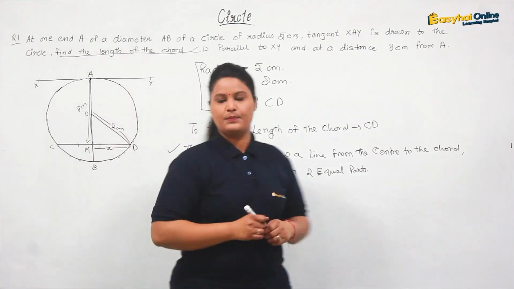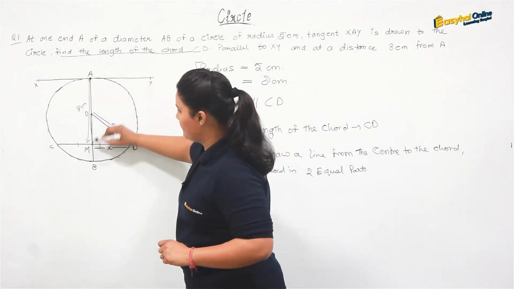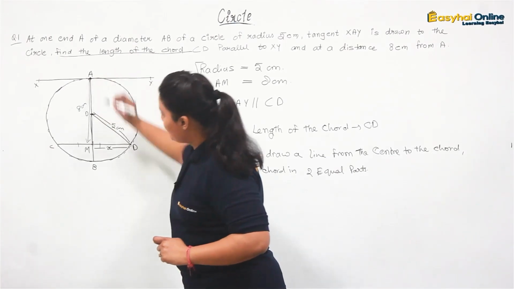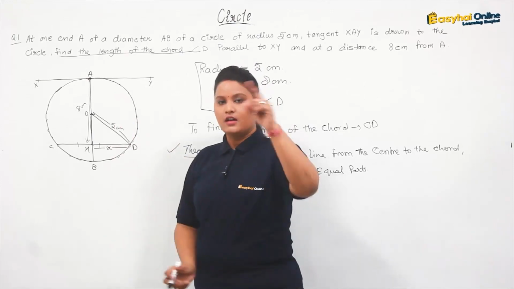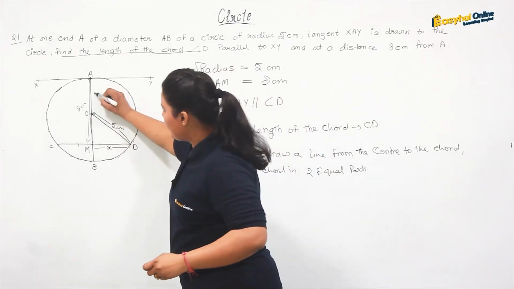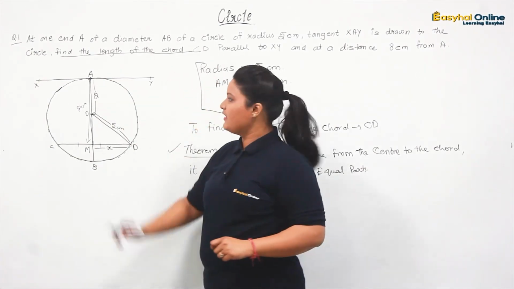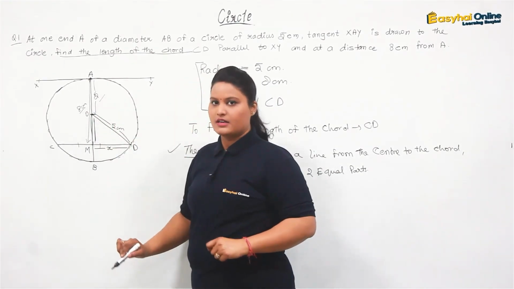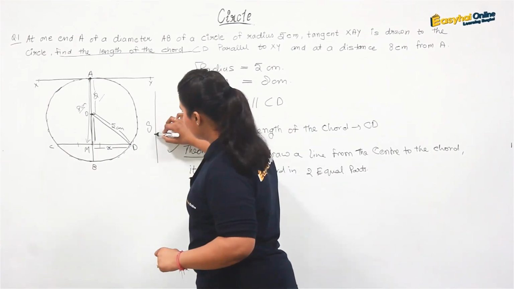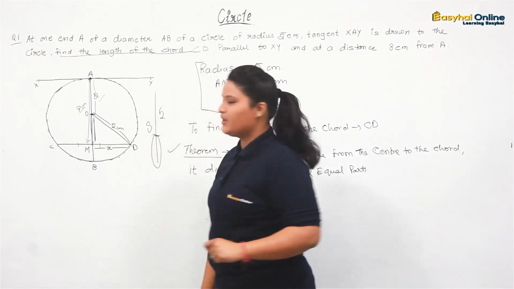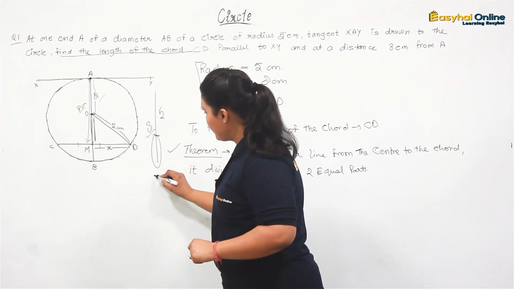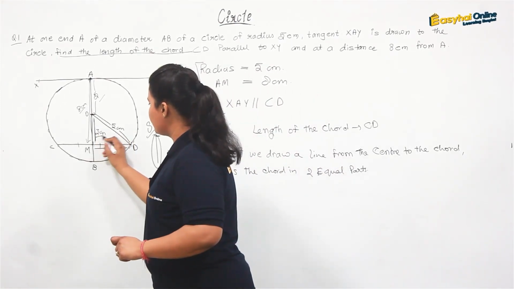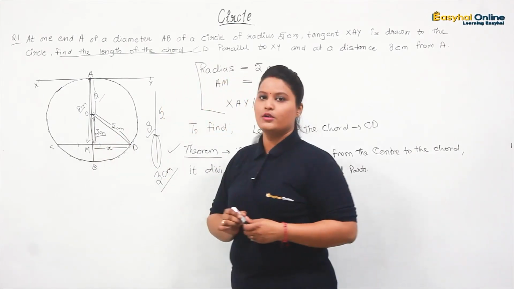Now, just come to the question again. This is 8 centimeter. This is 5 centimeter, which is the radius. Can you say that OA will also be a radius? Obviously, because O is the center and A is a point on the circle. So OA is also 5. When OA is 5, the remaining part will be 8 minus 5, which is 3 centimeter. So OM is equal to 3 centimeter.